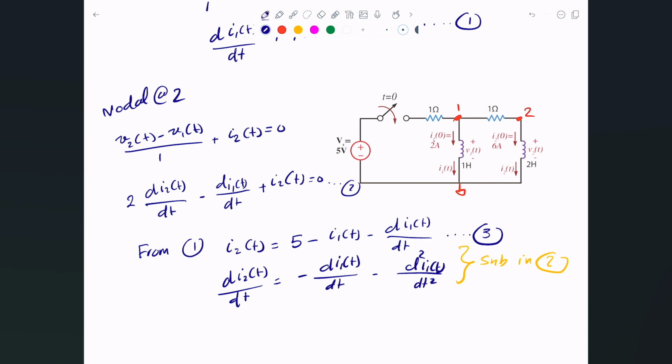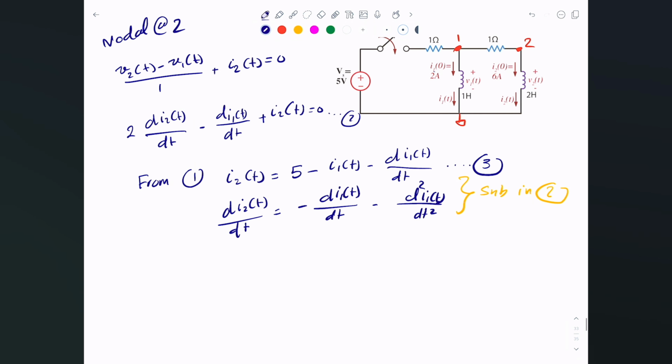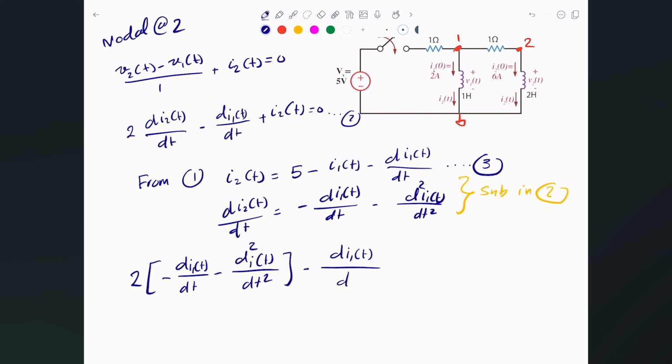So what would I end up with? I'll end up with the following: 2 times negative dI1 of t divided by dt minus d squared I1 of t divided by dt squared, minus dI1 of t divided by dt, plus 5 minus I1 of t minus dI1 of t divided by dt, and that equals 0.